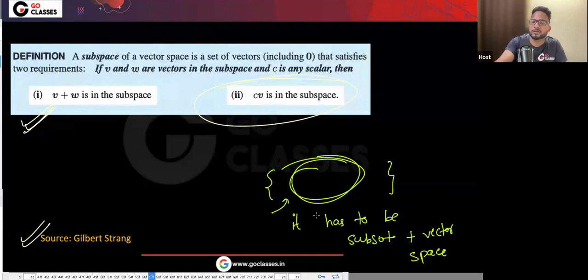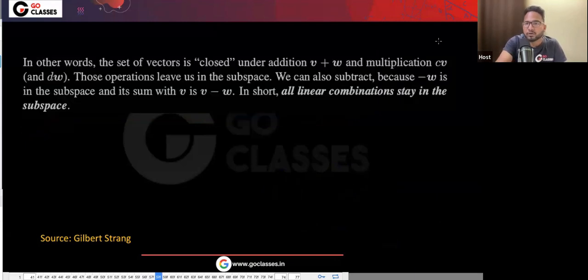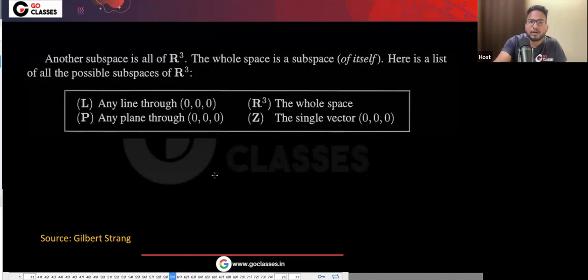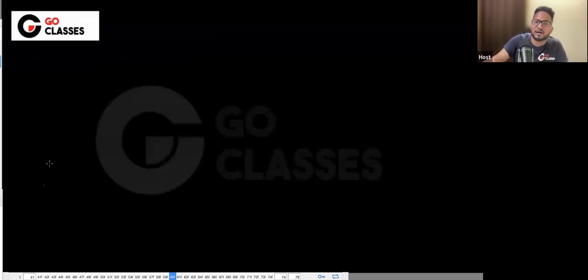Okay, so let's see this in more detail. What they're saying, in other words, is a set of vectors closed under addition, we can leave; all linear combinations stay in the subspace. In short, all the linear combinations must stay in the subspace. This is from Gilbert Strang. We will see more examples, don't worry. First fact: every subspace contains the zero vector. The plane in R3 has to go through 0, 0, 0. Okay, that is fine, I will talk about it. Now, let's talk about the subspaces in R3.